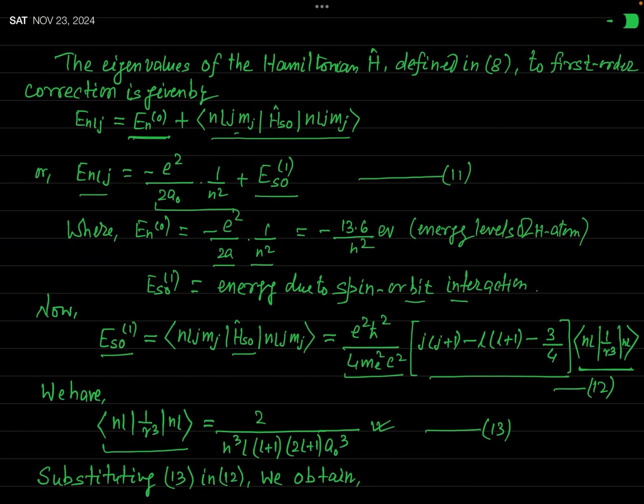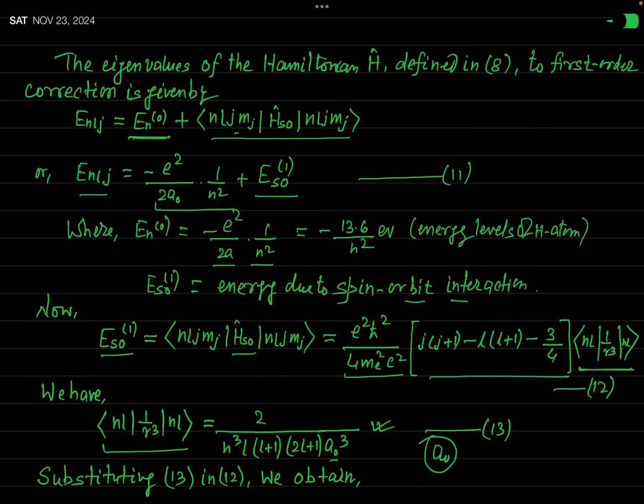So this is 2 over n³ times (l plus 1) times (2l plus 1) times a₀³. Here n is the principal quantum number, l is the azimuthal quantum number, and what is this a₀? a₀ is the Bohr radius, which is equal to 0.529 angstrom.